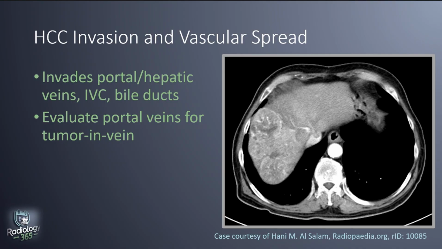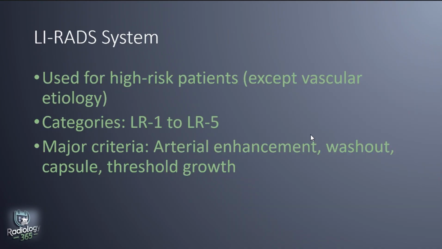So this image shows a tumor thrombus from HCC within the middle hepatic vein extending into the IVC. You can see this lesion within the middle hepatic vein extending into the IVC, which enhances very similar to the hepatic mass. This was a tumor thrombus in the middle hepatic vein in the case of HCC.